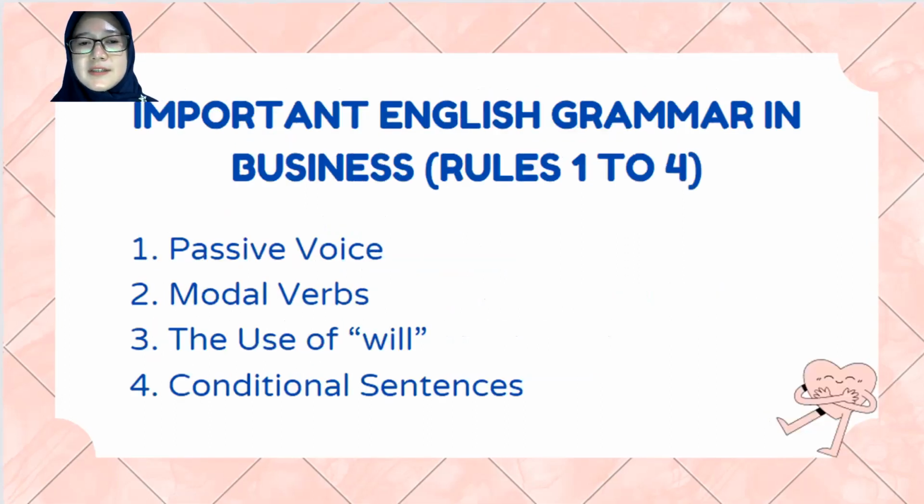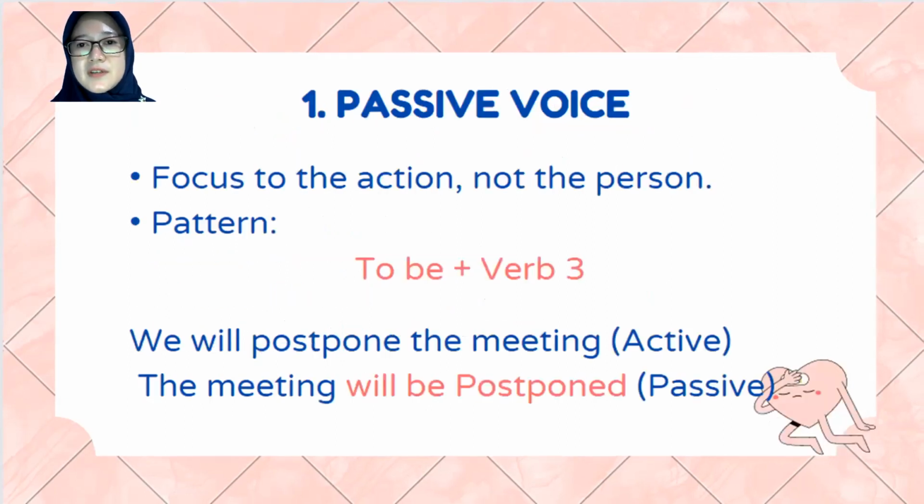So in this session, as I told you, we will be discussing four grammar rules in business. The first one is passive voice, and then the second one is modal verbs. The third one, the use of will, and the fourth one is conditional sentences. Okay, let's start from passive voice.